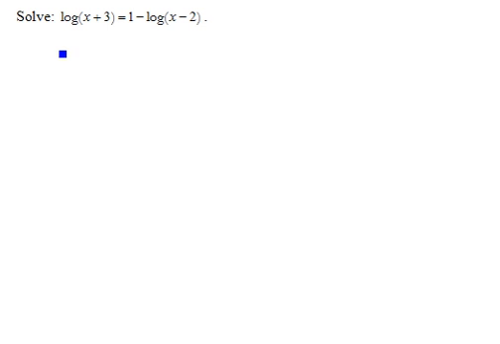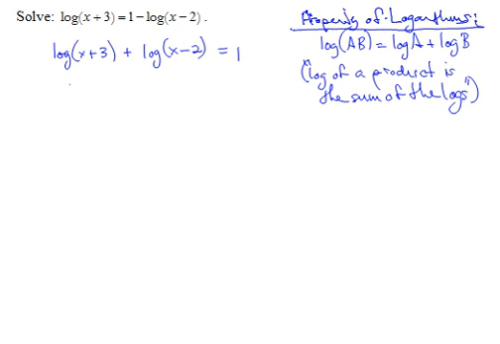That would be log of x plus 3 plus the log of x minus 2 equals 1. And if we add two logs, then by the property that the log of a product is the sum of the logs, I'll write that up in the margin. There it is. By that property, we can rewrite the left-hand side as the log of the product of x plus 3 and x minus 2, and that should equal 1.